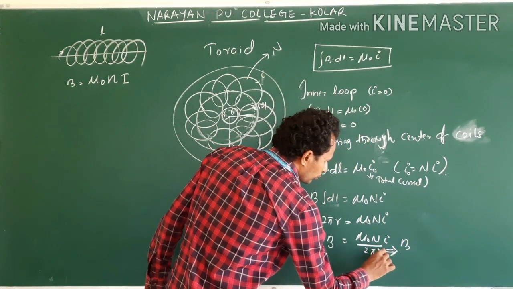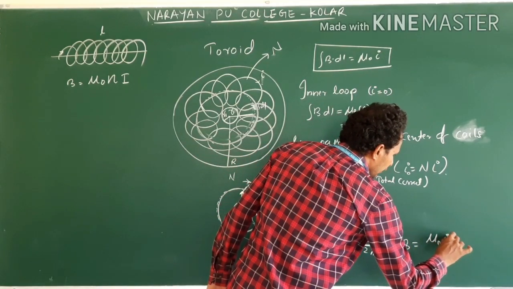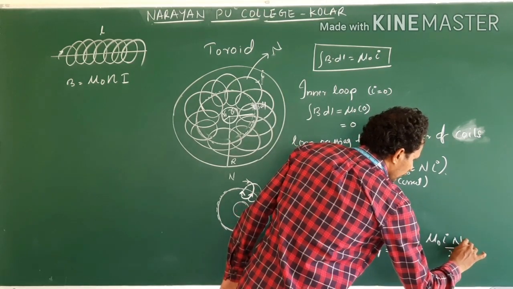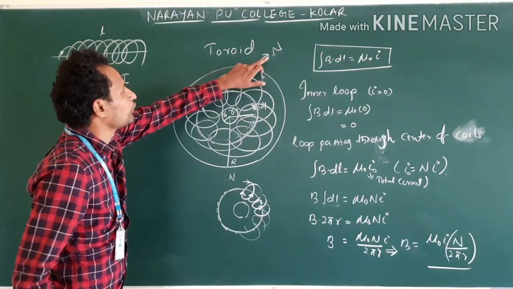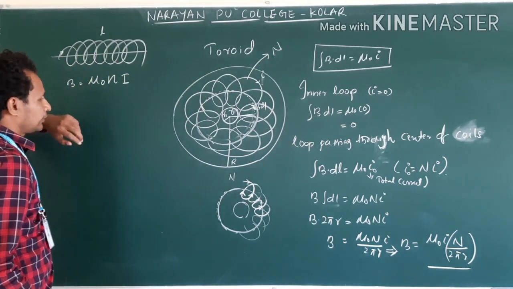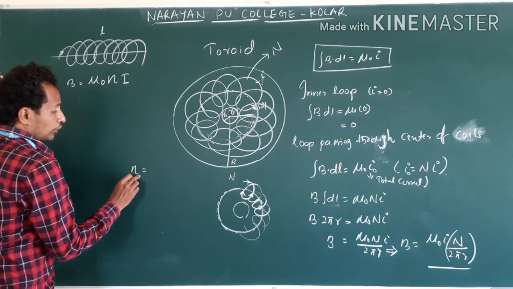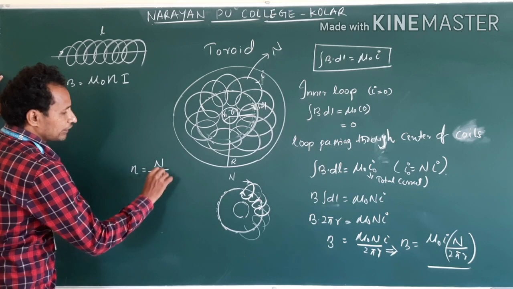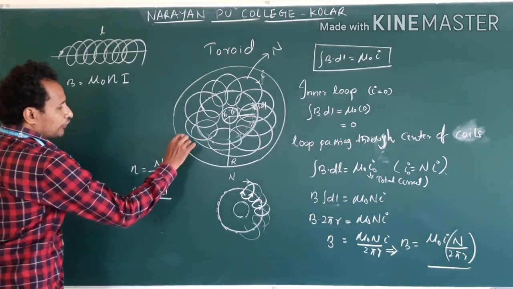B is equal to mu naught I N by 2 pi r. Clear? This term you concentrate. We take a total number of turns N. What did we consider? Small n. Small n we consider as number of turns per unit length. This we can write N by l. So small n is equal to capital N by, what is l here?